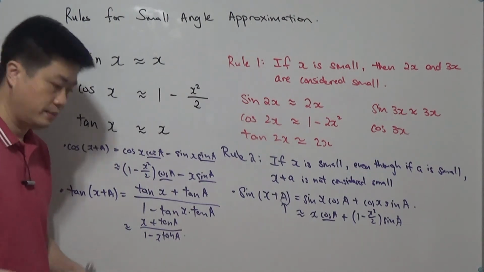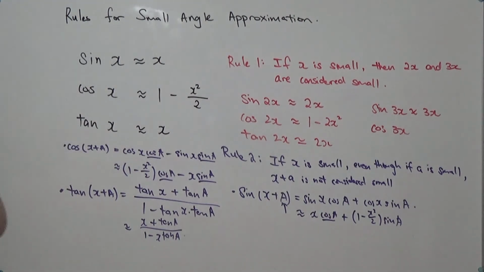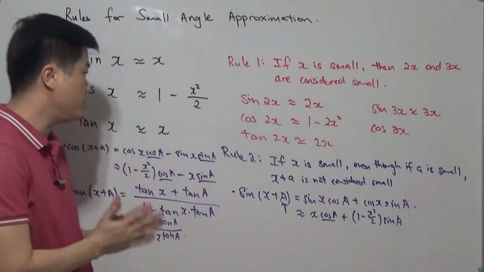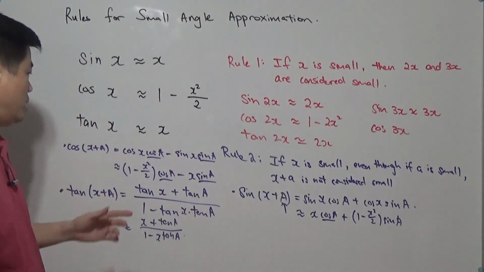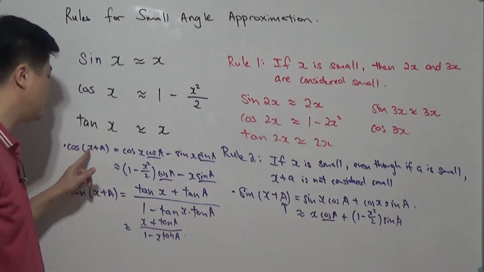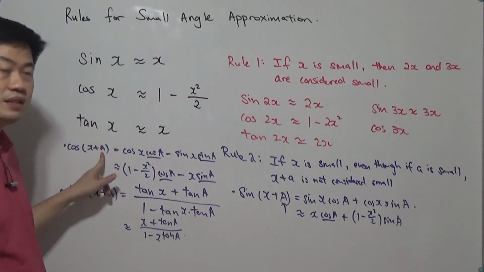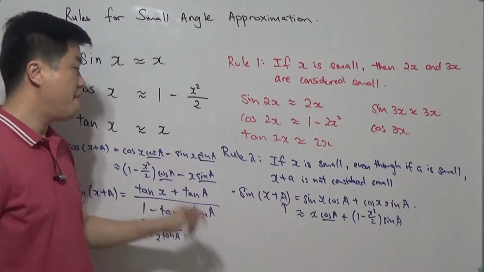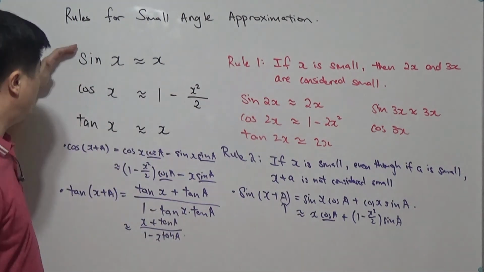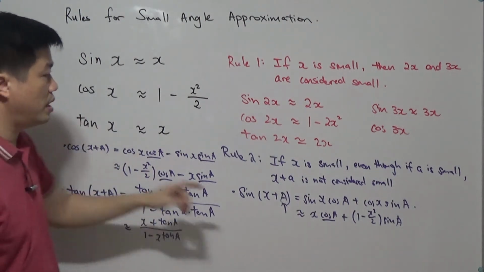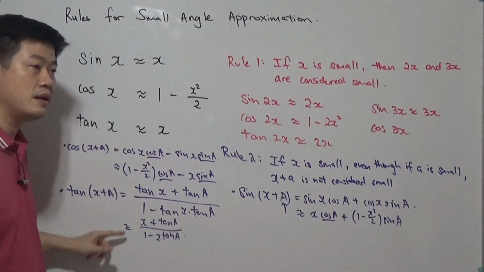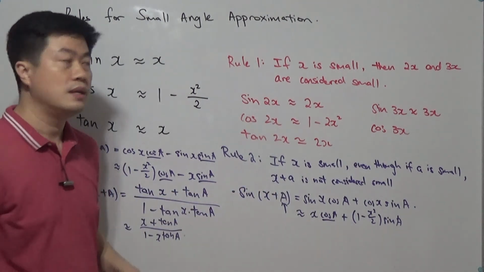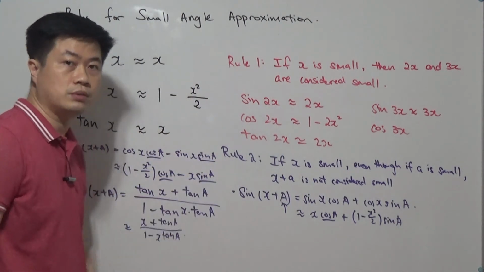So I did this small exercise over here for rule 2 just so that you have a stronger impression whenever you come across a question which involves a small angle x plus a fixed constant a. Make sure you use compound angle to expand them, and then after that, you will use the original approximation for the small angle approximation in the second line. Here, here, here. I hope that makes sense. So remember, rule 1 and rule number 2. That's it.